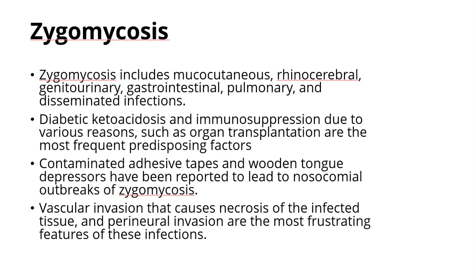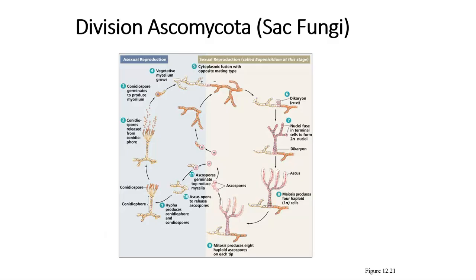Interesting that contaminated adhesive tapes and wooden tongue depressors have been reported to be the leading cause of outbreaks of zygomycosis in nosocomial places. So be careful with your lovely little tongue depressors and adhesive tapes because they can get moldy. These guys can cause an invasion of the vascular tissue and can cause necrosis. And they can be quite frustrating. But Rhizopus is the primary one.